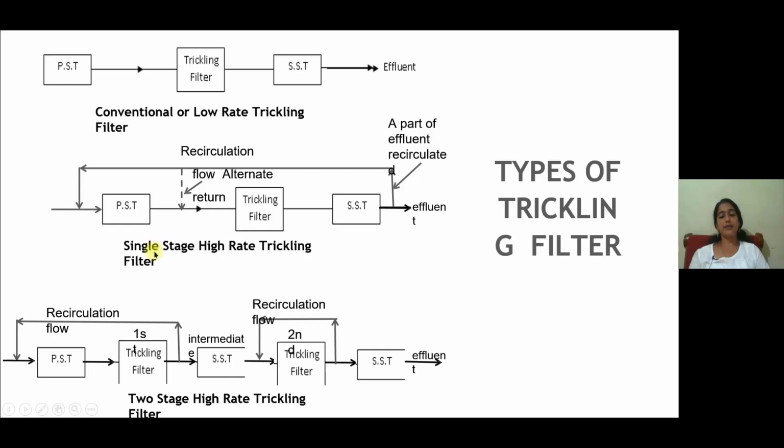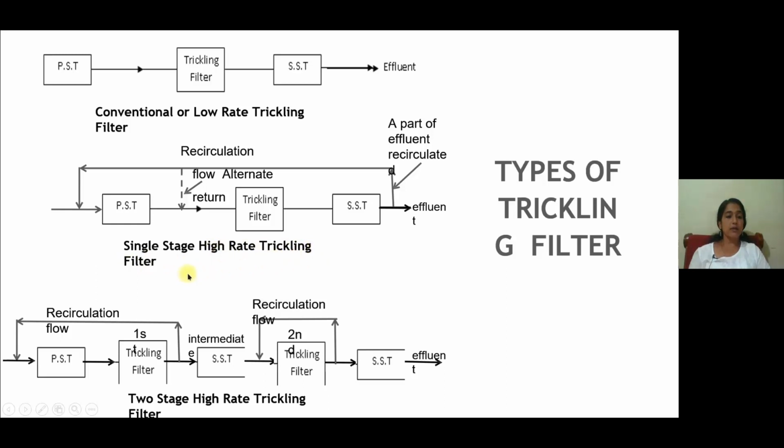In the single stage high rate trickling filter, there is a slight change in the system. The primary sedimentation tank effluent is fed into the trickling filter, and then the effluent from the trickling filter is fed into the secondary sedimentation tank. The sludge from the secondary sedimentation tank is collected and recirculated as influent into the primary sedimentation tank in order to enhance the microbial action in the wastewater. This is the single stage high rate trickling filter.